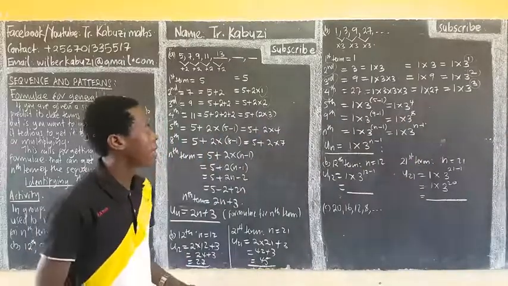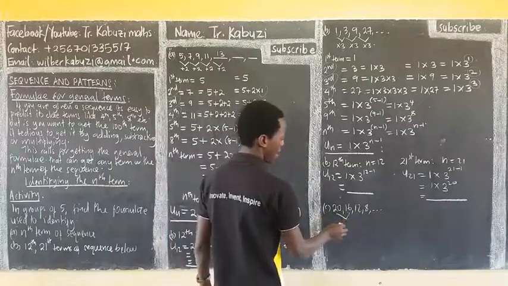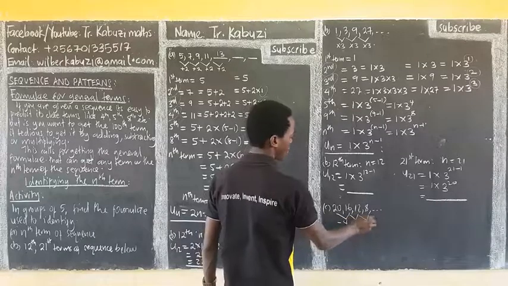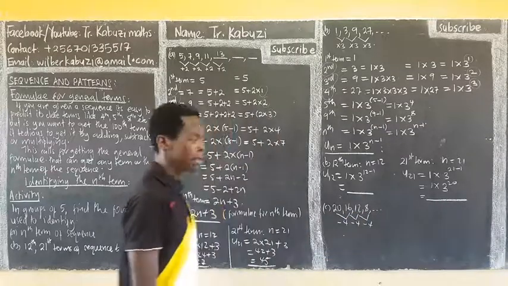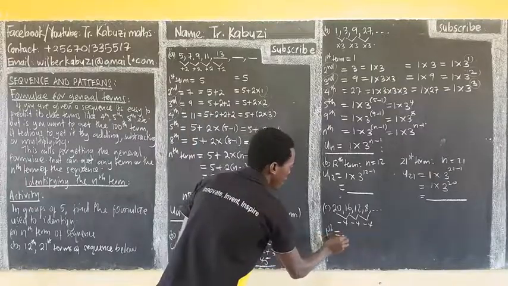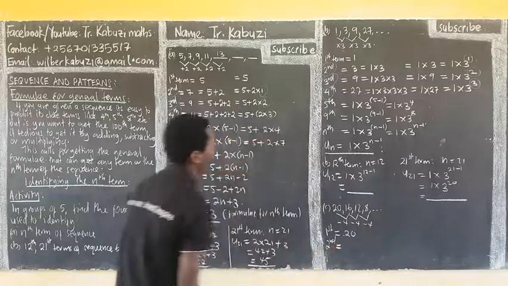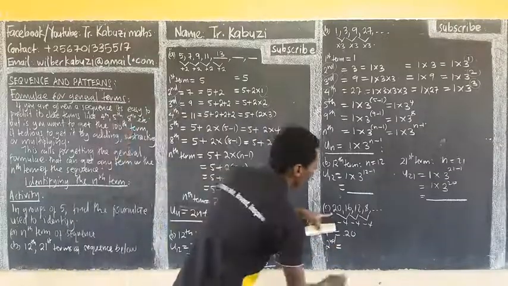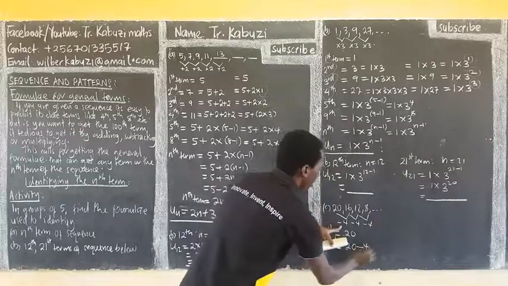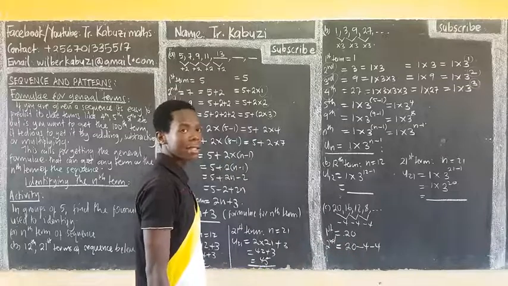Now, what happens if we have the difference here? You see that from here up to here, they are subtracting 4. From here up to here, subtracting 4. They are subtracting 4. Are we there? So now our first term is going to be 20. Then our second term, using the 20 from here, we shall get 20 minus 4, to get the second term. Hope you can see that.